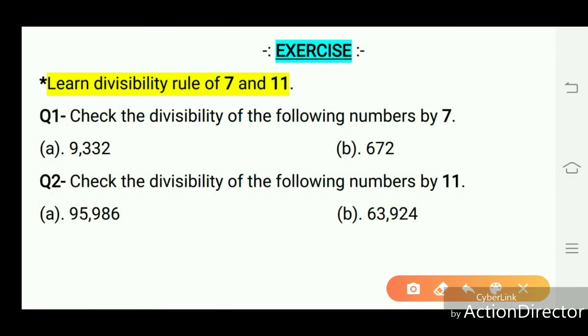Now here I give some questions related to the divisibility rules of 7 and 11. So you will do all these questions in your homework.